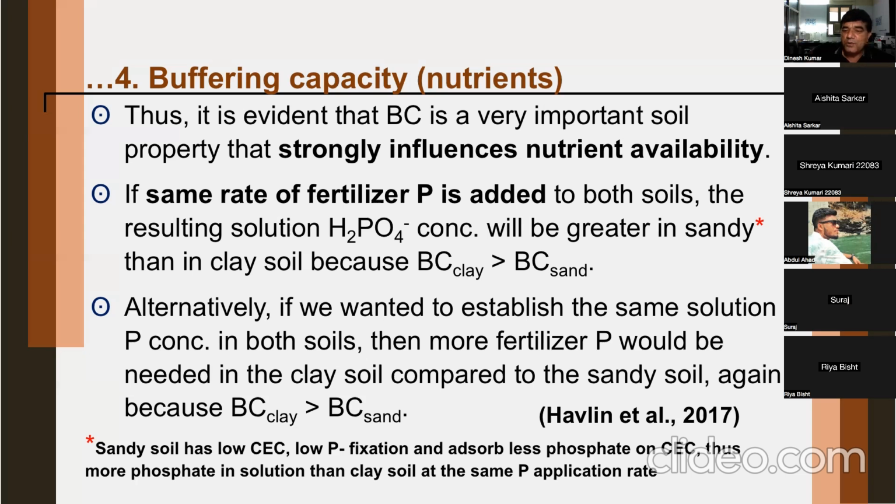Alternatively, if we wanted to establish the same solution P concentration in both soils, then more P fertilizer would be needed in the clay soil compared to the sandy soil. Again, because of the high buffering capacity of the clay than the buffering capacity of the sand. So this is how we can relate these buffering capacity properties to the fertilizer application rate.